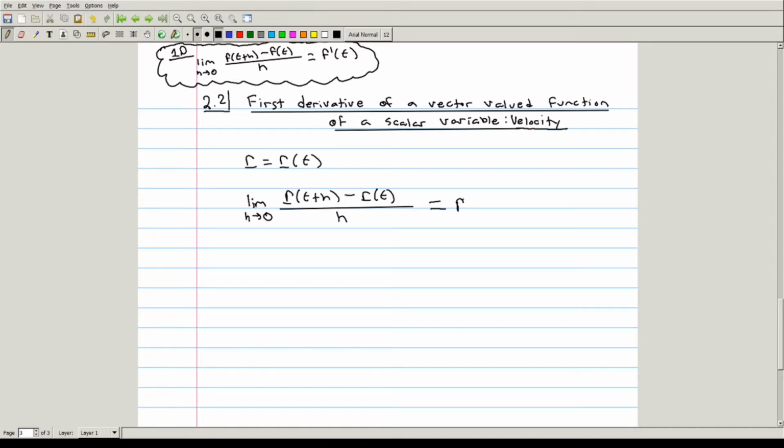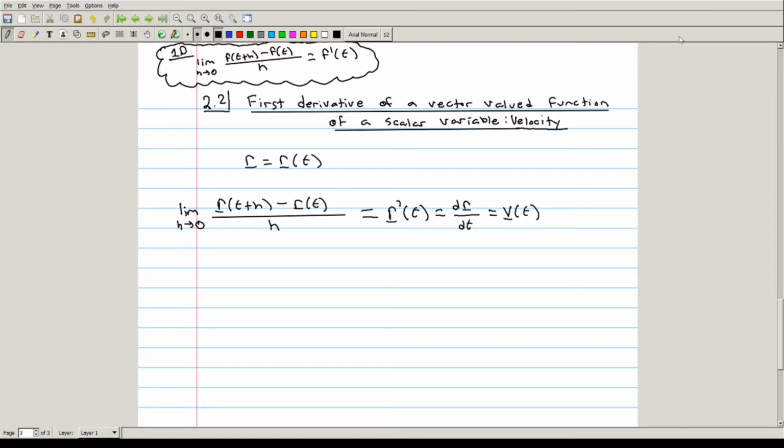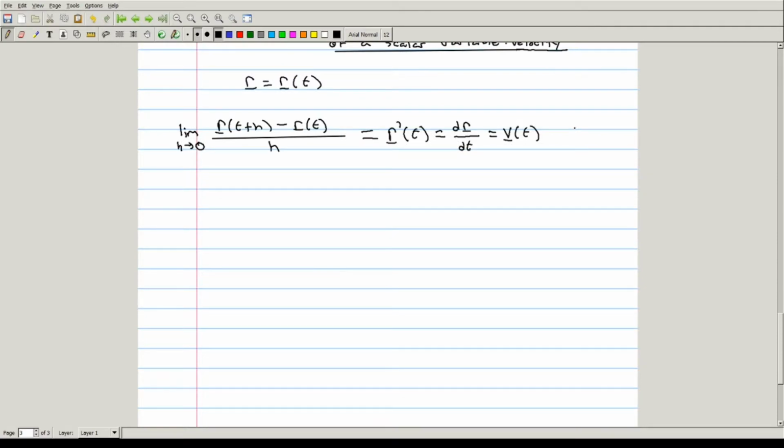And we call this the first derivative, or r prime, of this vector-valued function. Another notation is dr dt. This is in fact the definition of what's called the velocity of a parametric curve, which we denote by v of t. Now, it's fairly straightforward to show that this expression is independent of coordinates because it's just dealing with the vector itself.